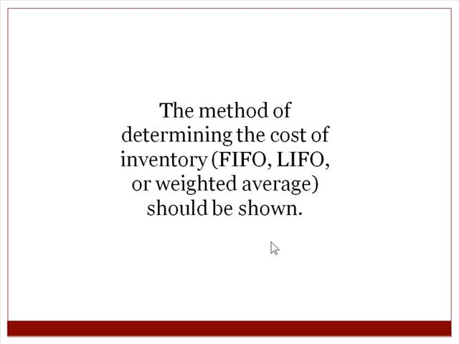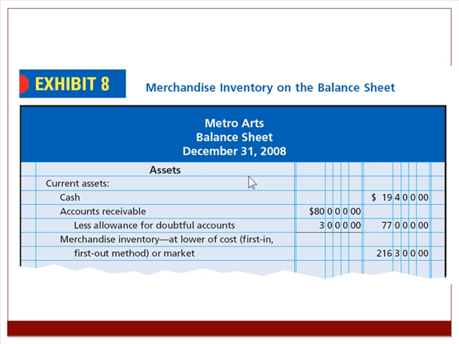And you also note the method of determining the cost of inventory with the balance sheet. So here's a picture. Notice here's my merchandise inventory at lower of cost, first in, first out method, or market. So you tell the reader what you did, how you got it. And then if you have financial statements and you take advanced accounting later, you're going to see that in the notes to the financial statements you will spell out exactly how you got your number.